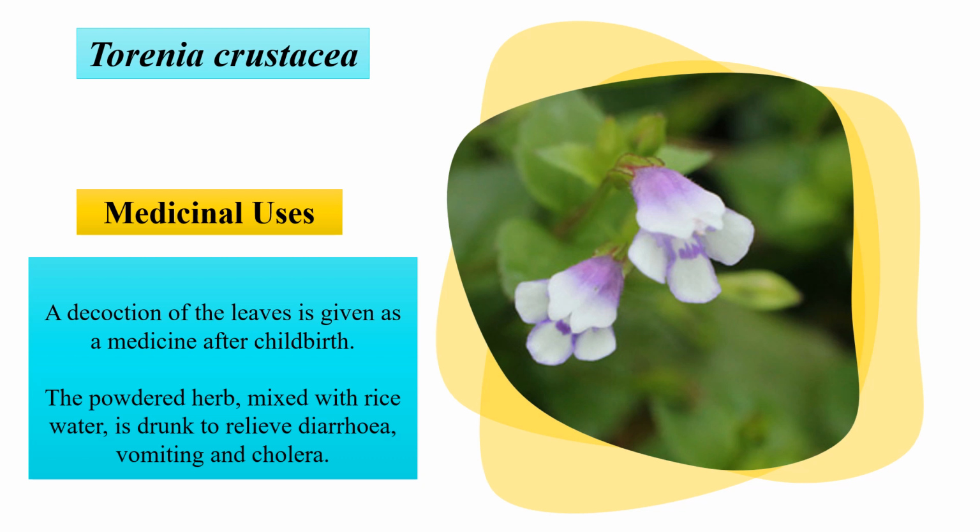The plant is also a medicinally important species. The decoction of the leaf is given as a medicine after childbirth for the better health of the mother, and the powdered herb mixed with rice water is drunk to relieve diarrhea, vomiting, and cholera or other stomach related diseases.